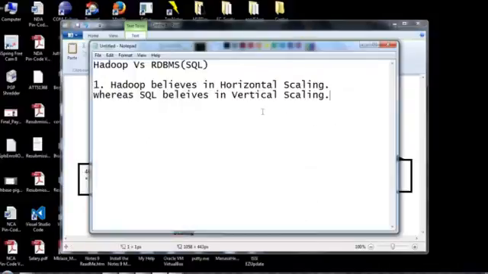So that's what I was discussing, that Hadoop believes in horizontal scaling. I can say it has to, I mean, why? Because Hadoop will deal with a lot of data, whereas SQL believes in vertical scaling. Okay. Now our next point.